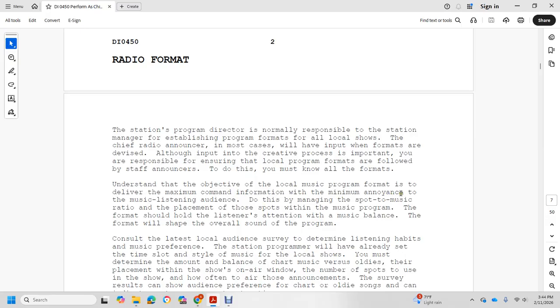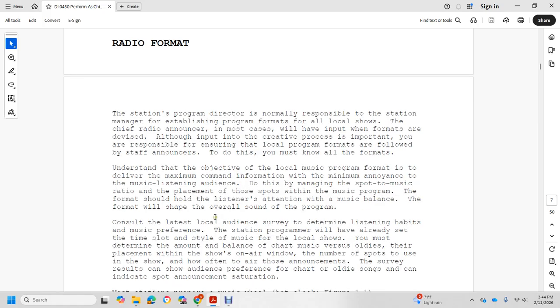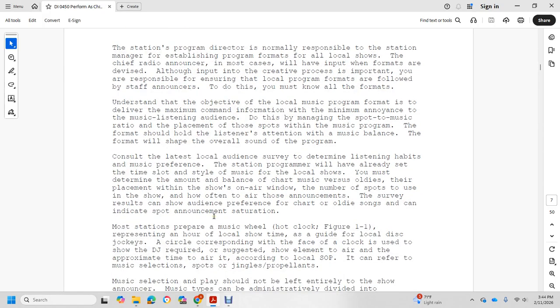To do this, manage the spot-to-music ratio and the placement of those spots within the music program. The format should hold the listener's attention with a music balance. The format will be shaped by the overall audience of the program. Consult the latest local audience survey to determine the listening habits and music preferences. Station programmers will already have set the style of music for the local show, so you must determine the balance of chart music versus oldies. Therefore, consider placement within the show's on-air window, the number of spots used in the show, and how often to air those announcements.